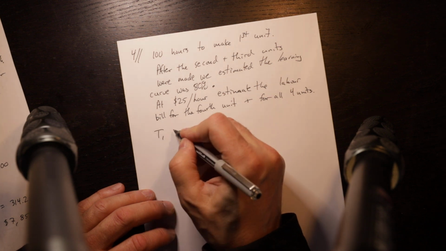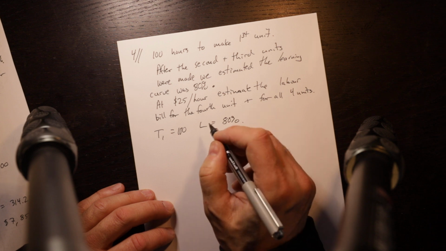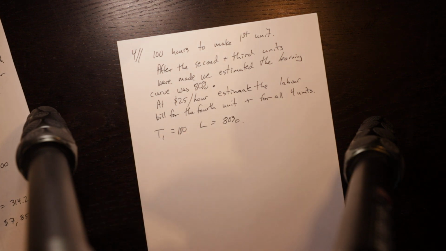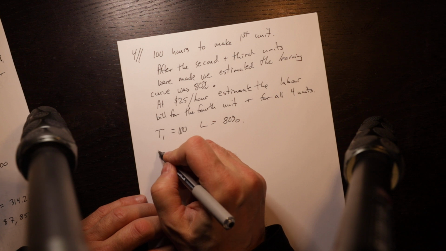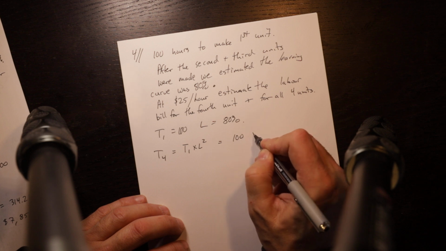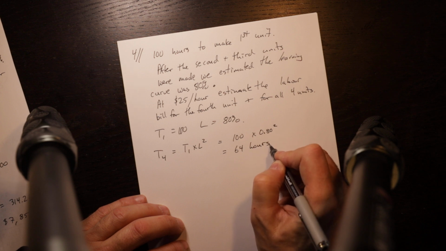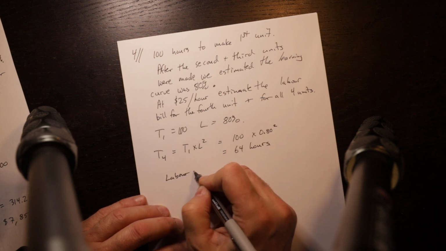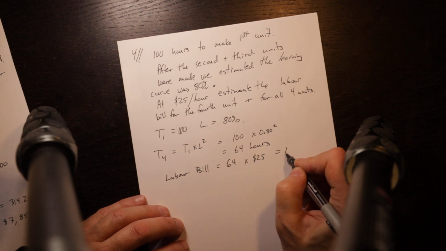So T1 is equal to 100, L is equal to 80%. Again, we could use the coefficient or the log approach. We're on the path of the doubling, so we're just going to use the arithmetic approach here. T4 is equal to T1 times L squared, which is 100 times 0.80 squared, equal to 64 hours. The labor bill is 64 times $25 equals $1,600.